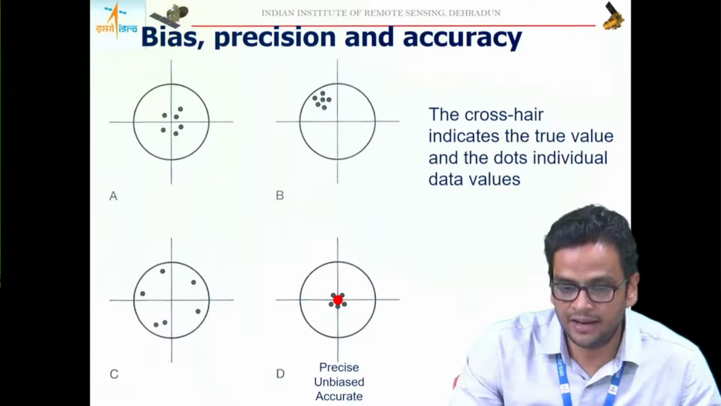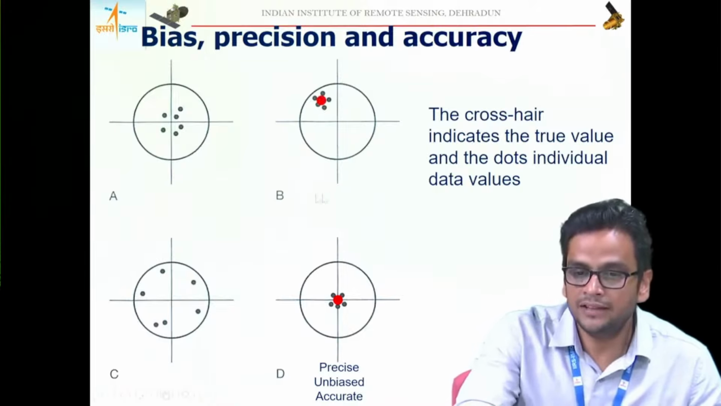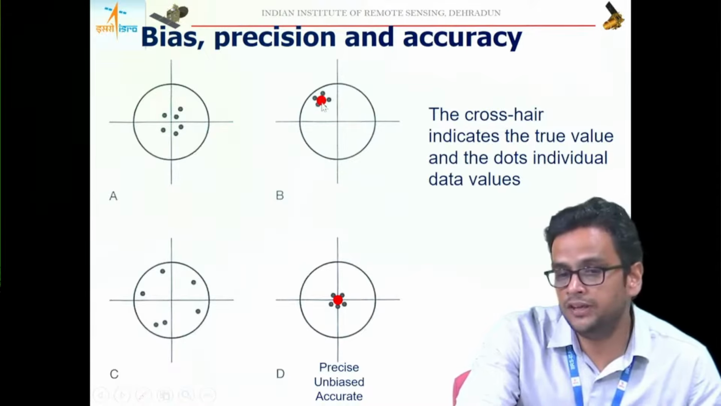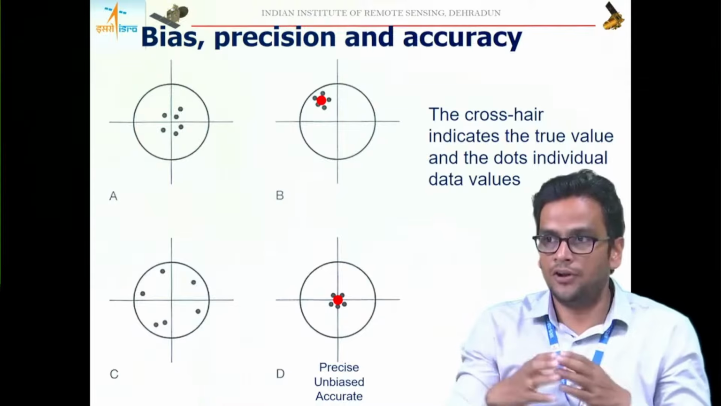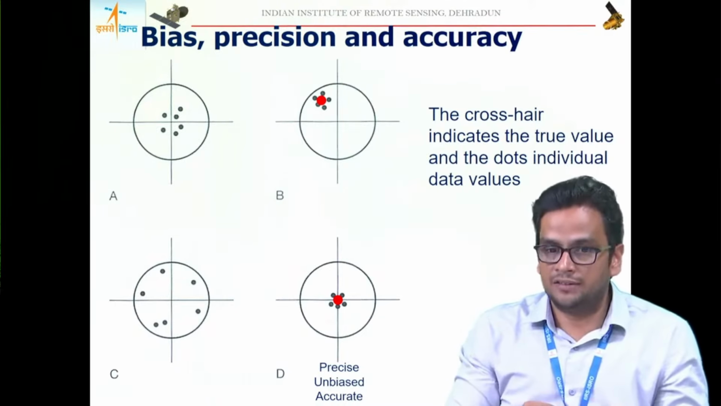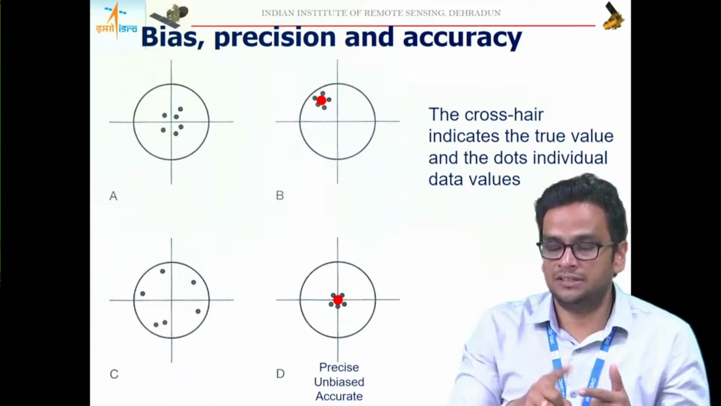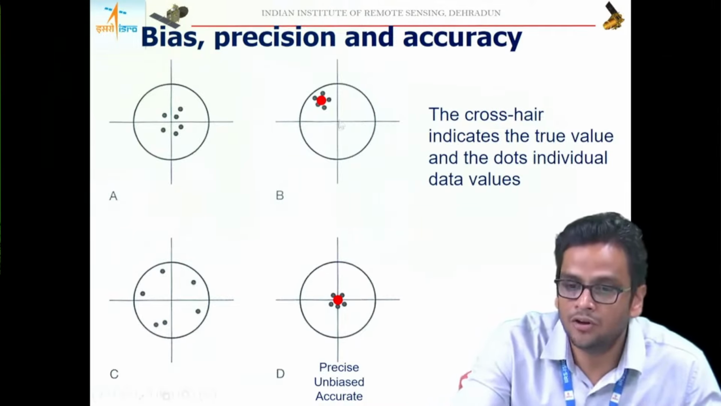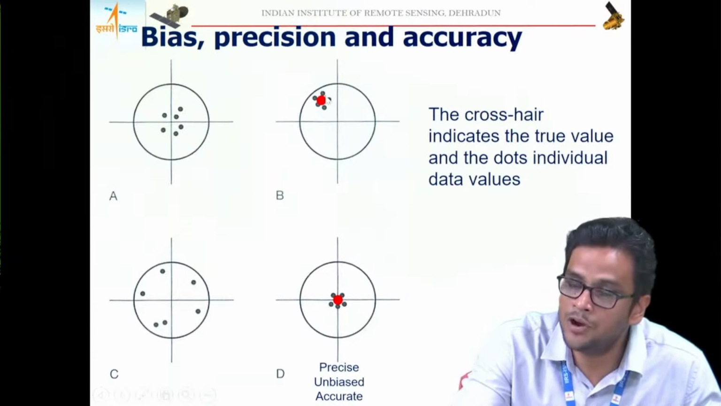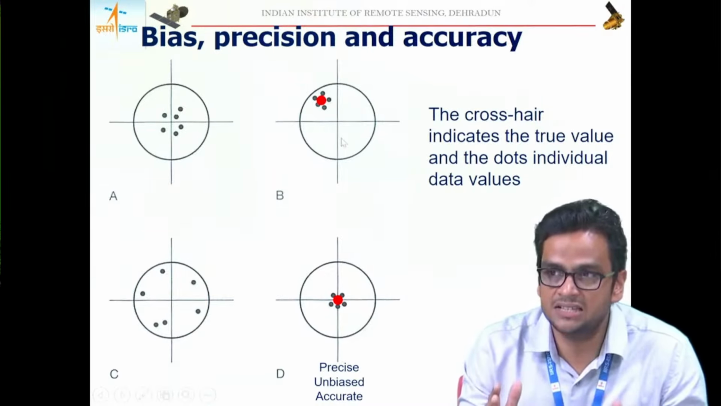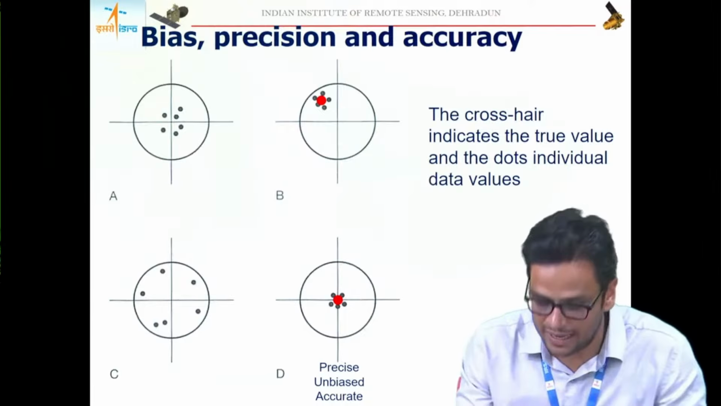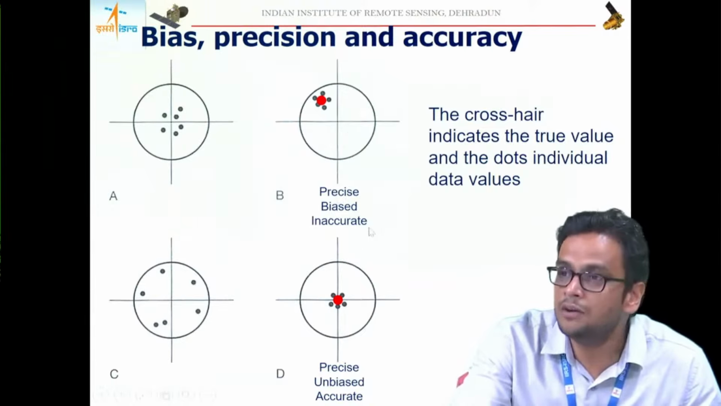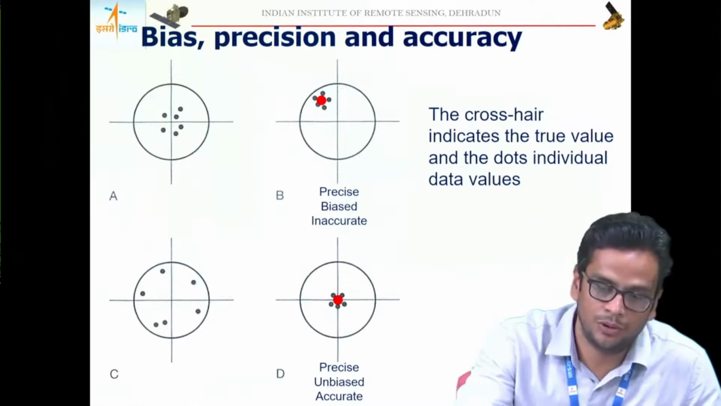Okay, precise and unbiased. Now take another one. In the second case, the black dots are here and the red dot is the average. Now if you see, the black dots are closely following each other, so they are more precise. But their average, the red dot, has a larger difference from the crosshair, so there is more deviation. It is precise but bias is there, so it is not very accurate, it is an inaccurate kind of case.